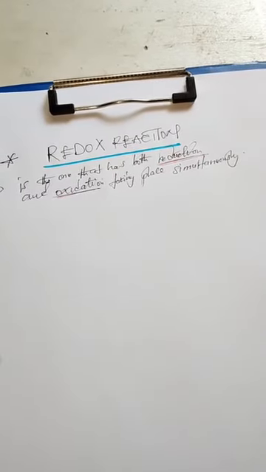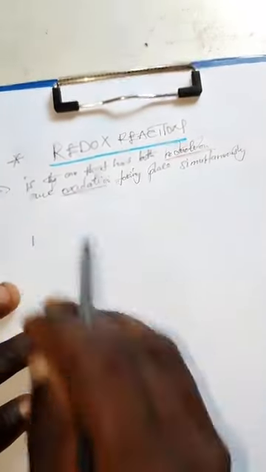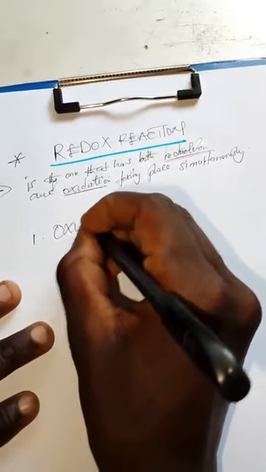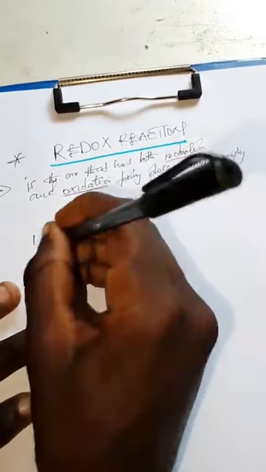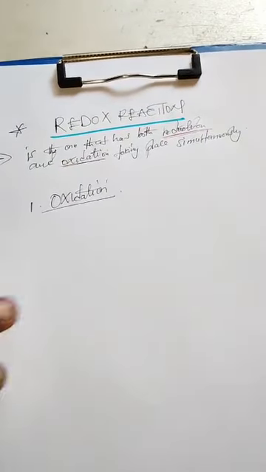So oxidation. I will give you two important definitions that you need to know about oxidation. There are two which are important, which you will be using in the equations, and two which are not important. The important one, number one, is that oxidation is the loss of electrons.